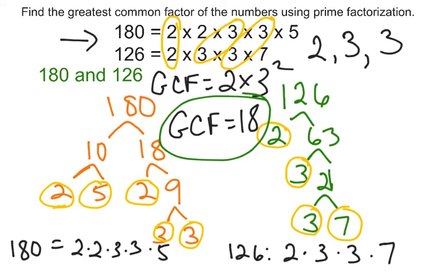Now, you might notice that this is much easier to use. It's much easier to use this method instead of listing factors when you have large numbers, because it'll really save you time. If you listed all the factors of 180 and 126, and then you would find that 18 is the greatest common factor, that would probably take you longer than using prime factorization. It will definitely save you more time when you have very large numbers. So let's move on to another example.